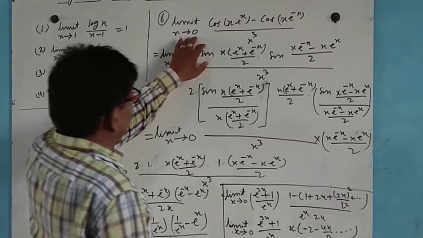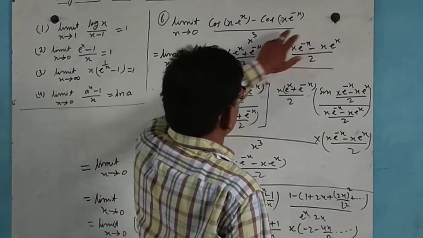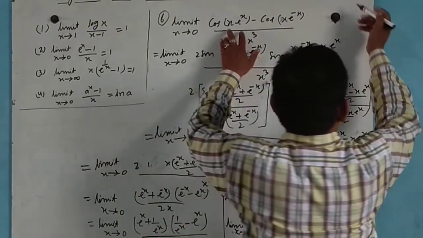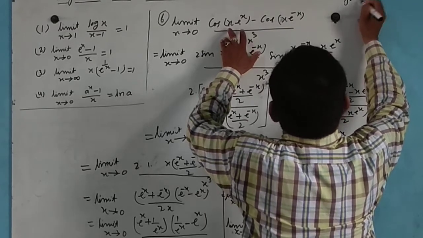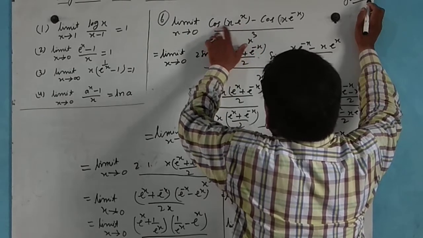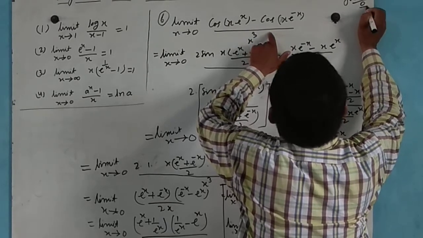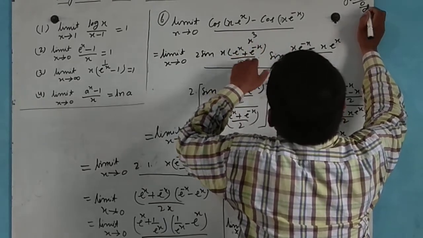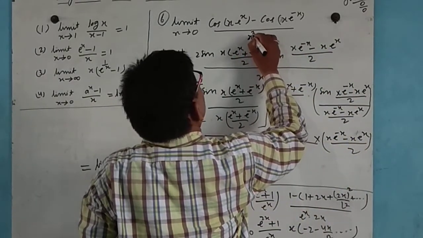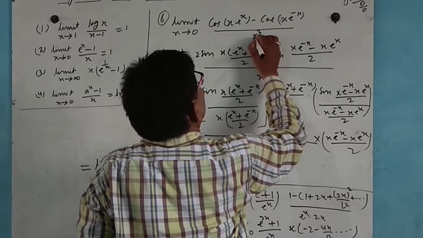Now limit x tends to 0, (cos(x e to the power x) minus cos(x e to the power minus x)) divided by x cube. We check the form first. Putting x equal to 0, this is 1, this is 0, cos 0 is 1, and here cos 0 is 1, 1 minus 1 equal to 0. Here x cube is also 0, so it is in the form 0 by 0.